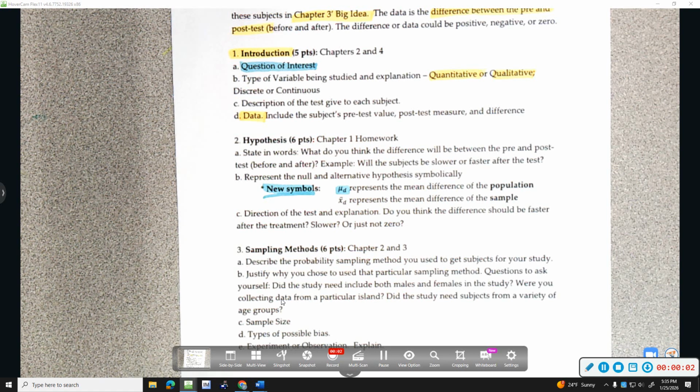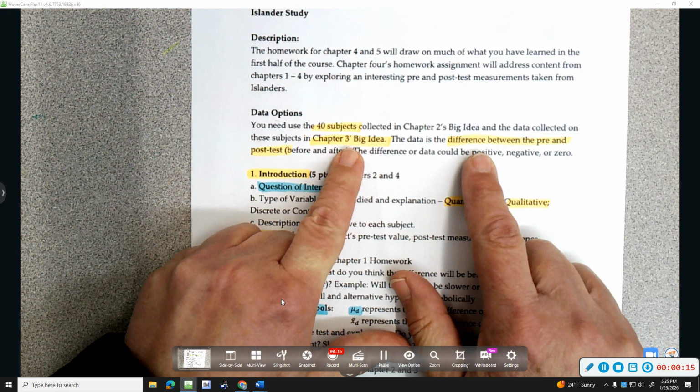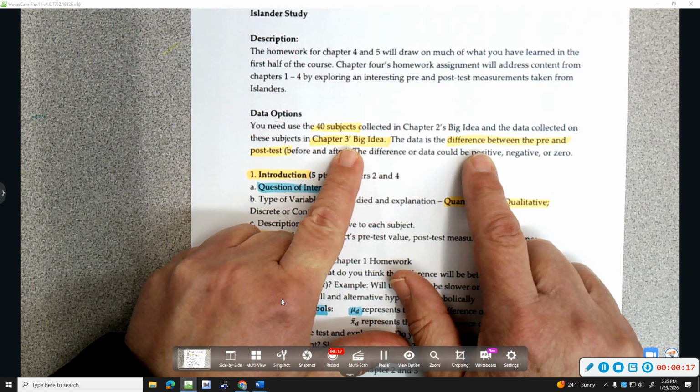Chapter 4 homework is looking at the data that you collected from the Islanders using some mathematics and writing up, from the first 4 chapters, what we did with that information. So you will be looking at Chapter 3's big idea, the difference between the pre and the post test.